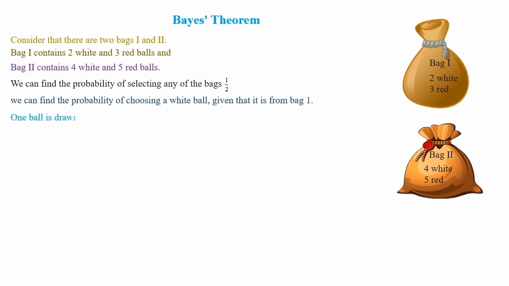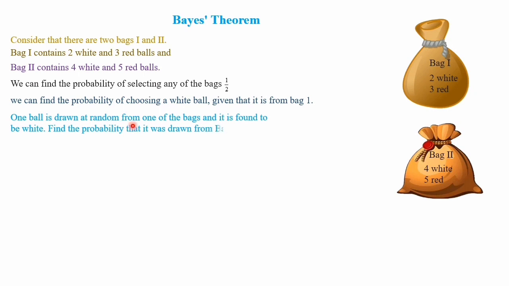Now just think of another scenario. One ball is drawn at random from one of the bags and it is found to be white. You have taken one ball and you have got the result as a white ball. Find the probability that it was from bag 1. So we have to find out the probability of that ball being from bag 1.